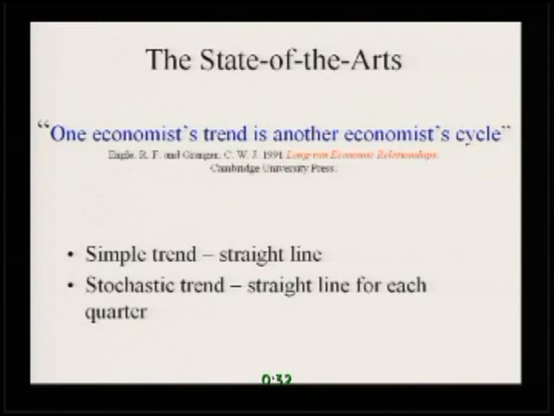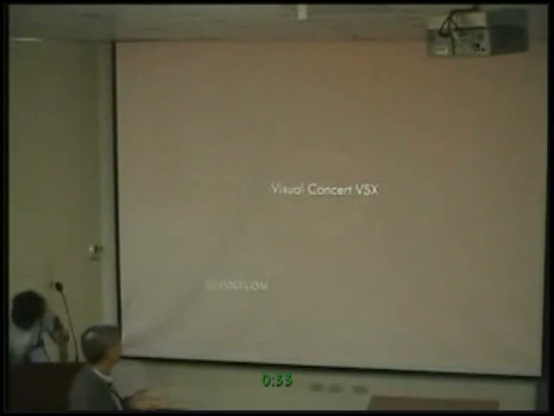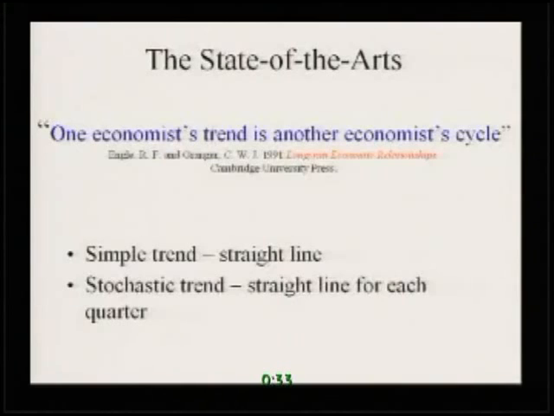Engle and Granger, in their book on long-run economic relationships published by Cambridge University Press, say one economist's trend is another economist's cycle. So obviously, they have a problem defining trend. You say this is trend. I say, no, this is not trend. This is a cycle. So exactly what is a trend?